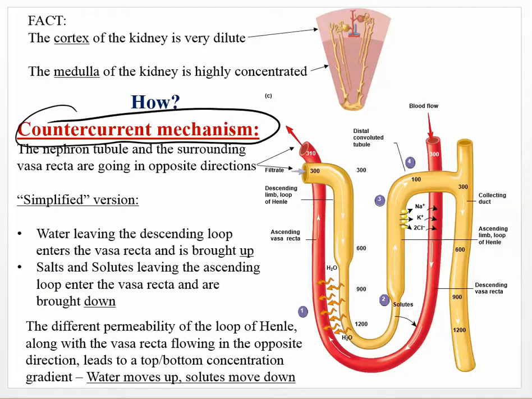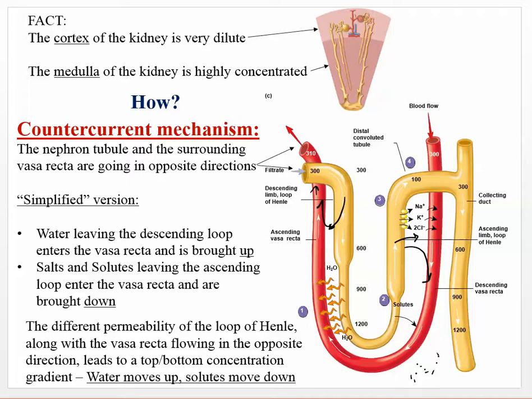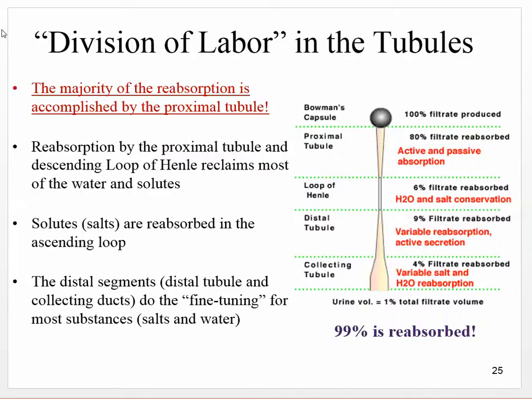The fact is that the cortex of the kidney is very dilute and the medulla of the kidney is very concentrated, and how is that? It's because of the countercurrent mechanism. As this water is moving out, it's being swept up and moved to the top, or the cortex. As these salts are moving out, they're being swept down to the bottom. Hopefully that makes sense, and your slides will say the same thing. So that's it for this recording.